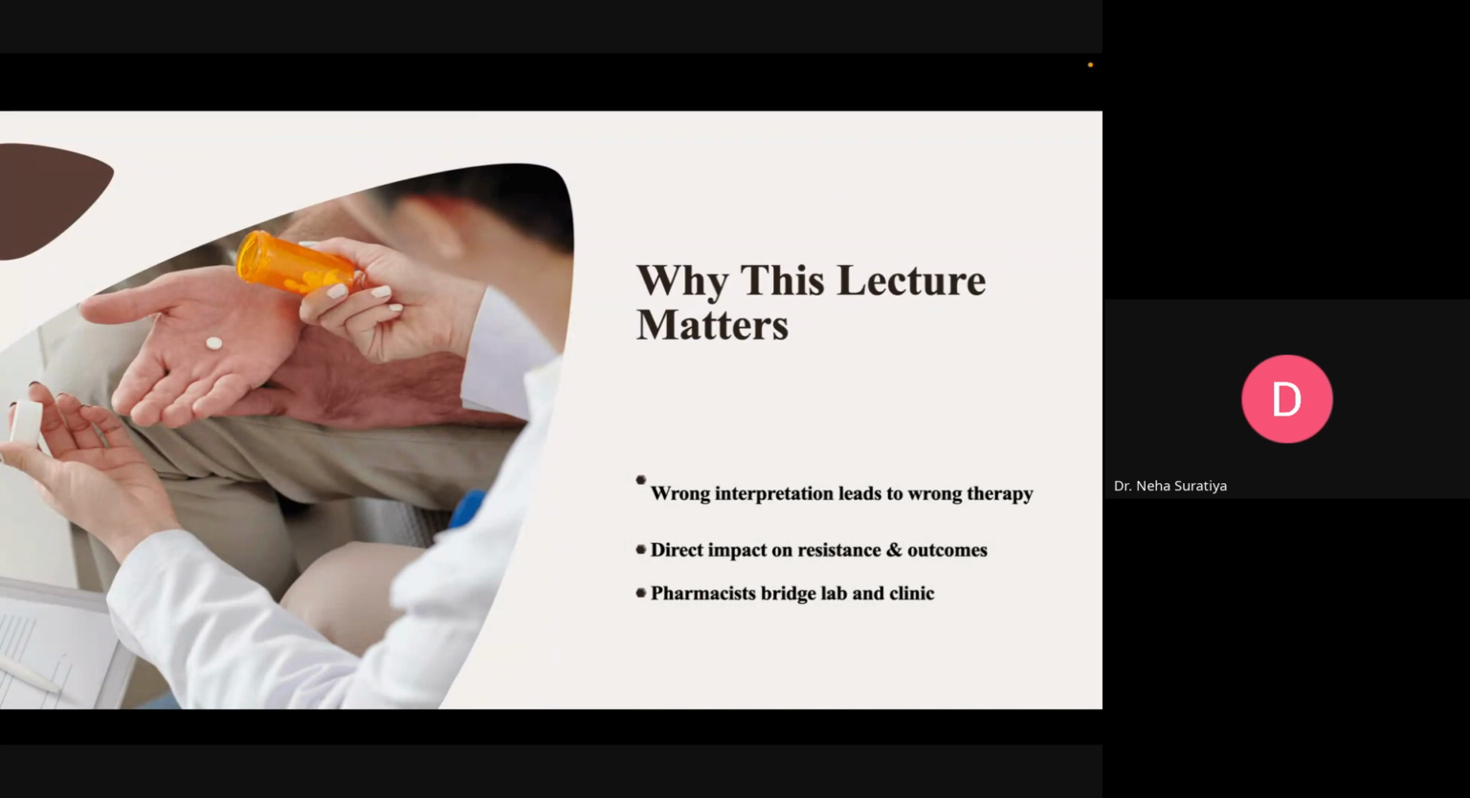This lecture explains the reason behind why, even if it is written sensitive, the patient is still not responding to a particular medicine. That's where stewardship begins, guys. That's where you are standing. This is your position to solve this matter. You need to be very clear with the concepts related to resistance.